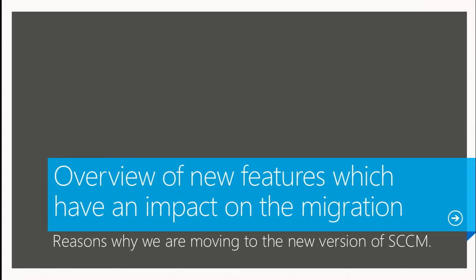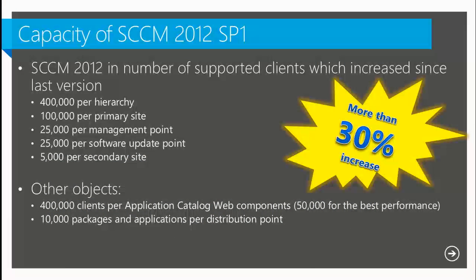First of all, let's see the overview of the new features which have an impact on the migration process. With Service Pack 1, we have further increased the capacity of SCCM 2012. From now, we are able to manage 400,000 computer agents per hierarchy, 100,000 agents per primary site, and 25,000 computer objects per management point.